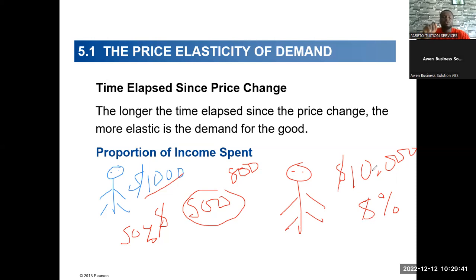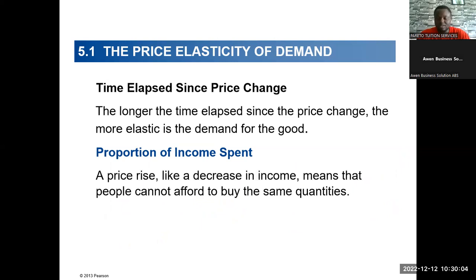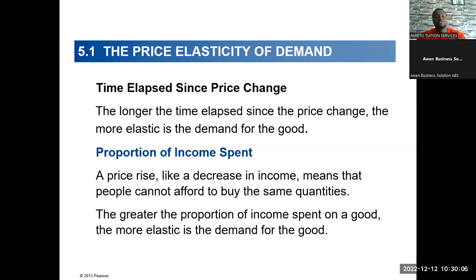So, if you are using a greater proportion of your income to buy a particular good, you become more sensitive to changes in price, so your demand tends to be more elastic. But if the proportion of income that you are using is very small, the demand tends to be more inelastic. You are not very sensitive to the change in price. Are we together? Yes. So that is the explanation for the proportion of income that we spend on goods too.